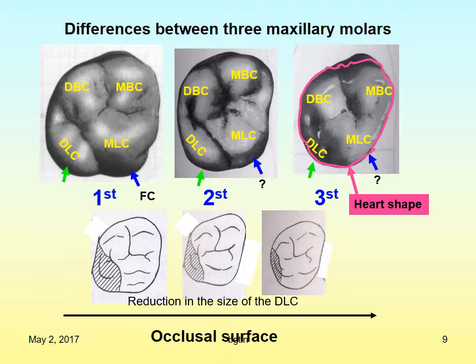or the third. Another factor in reducing the occlusal surface size is the reduction in the distolingual cusp size. And as it is present on the one acute surface angle of the rhombic occlusal surface, it finally makes the third molars mainly heart-shaped.